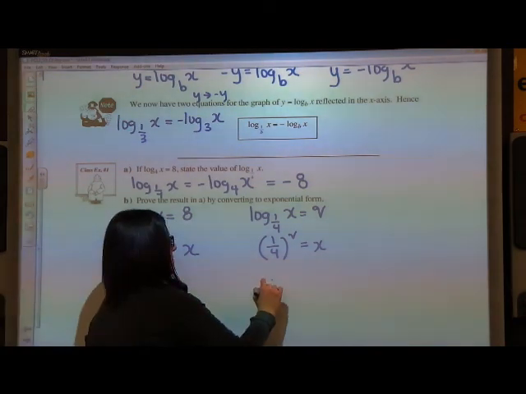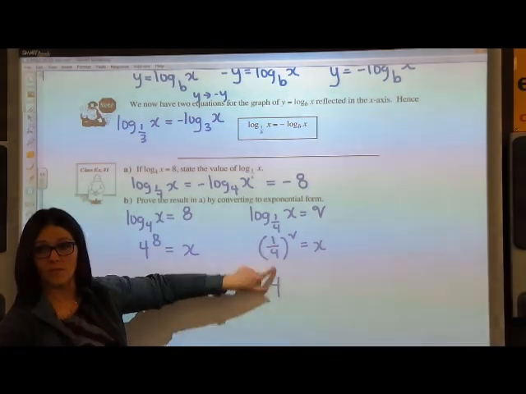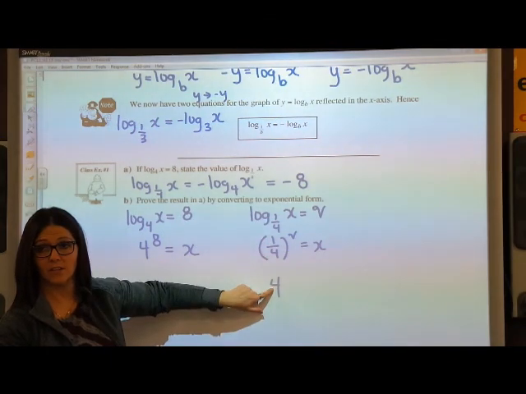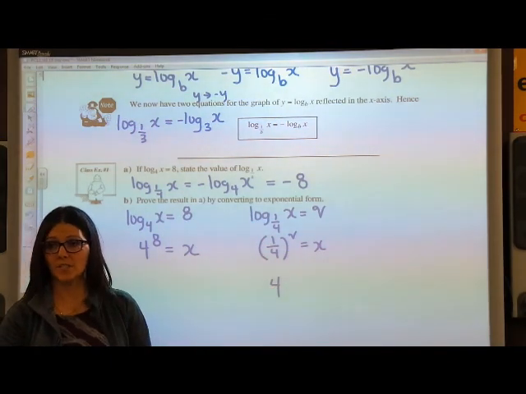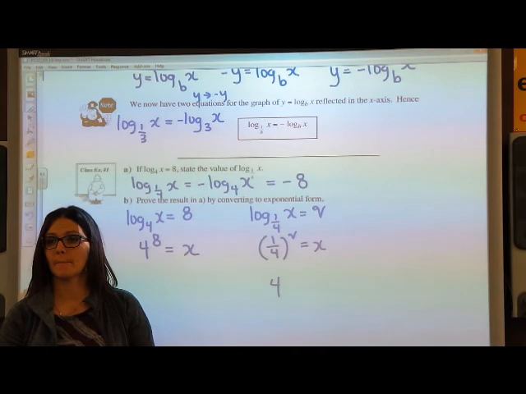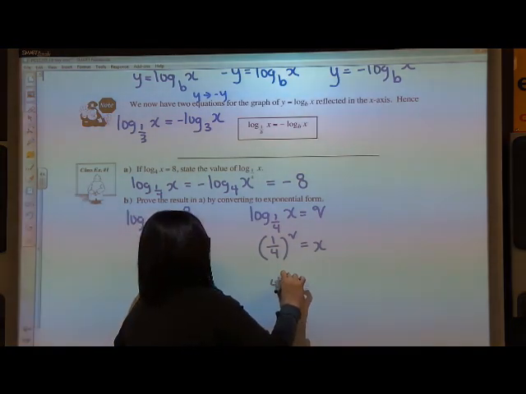Make it as a power of -1. These are reciprocals of each other. So what happens to the exponent? That's negative. The exponent becomes a negative.